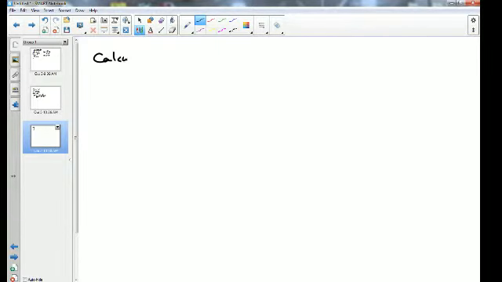Calculate h prime at 1 for h of x equals x squared plus 2 times e to the x plus x. I made that up, so it's going to be messy.